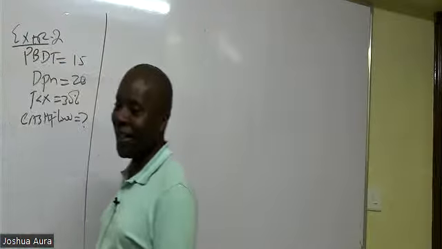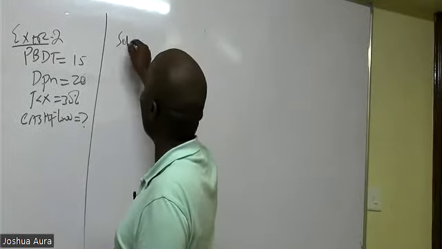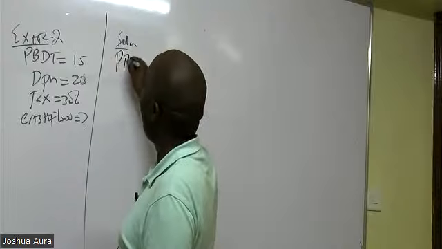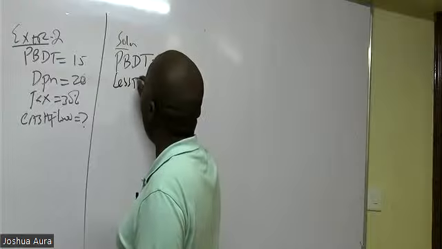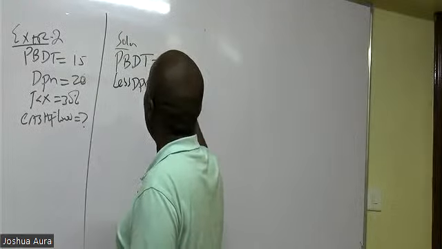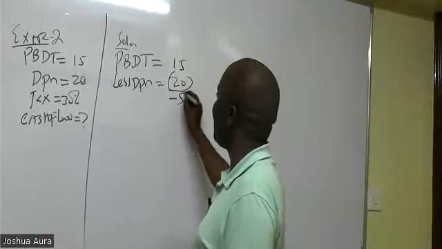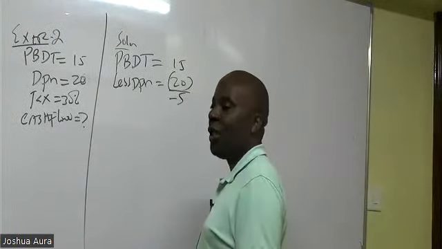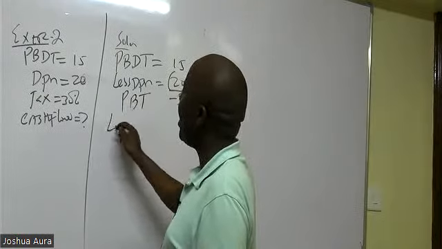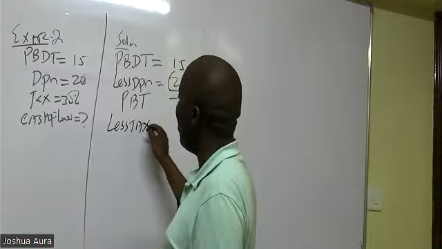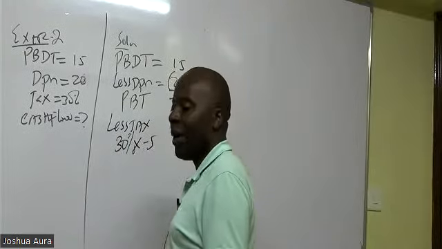Great. So we come back here. Solution: we have a profit before depreciation and tax of 15. We less depreciation of 20. So we subtract 15 minus 20. This gives me minus 5. So this is profit before tax. Then we shall come and less tax. Tax at 30%, 30% of minus 5.